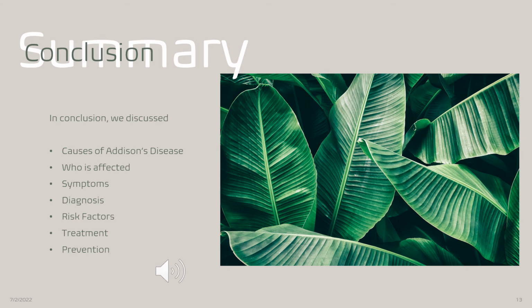In conclusion, we discussed the causes of Addison's disease, who is affected, the symptoms, diagnosis, risk factors, treatment, and preventions.